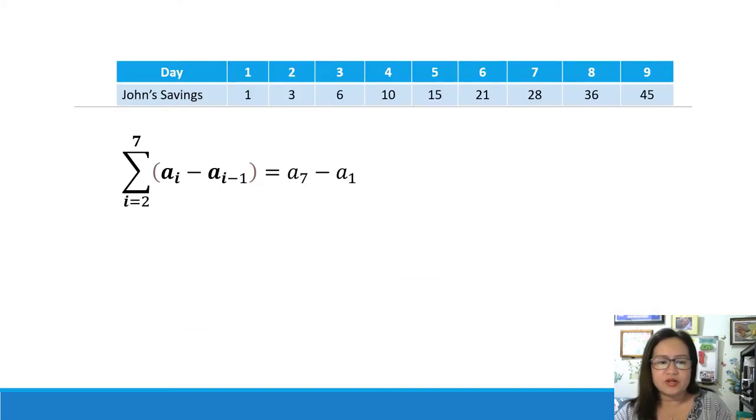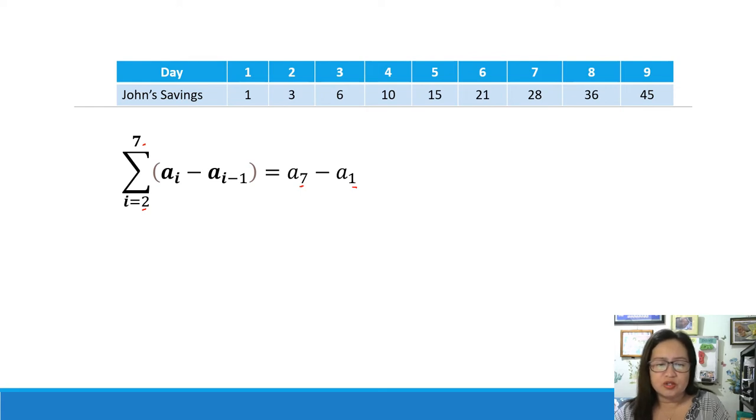Now let's say we are given the summation of a sub I minus a sub I minus 1, where I starts from 2 up to 7. Following the formula which we had a while ago for the telescoping sum, that means we have a sub 7 minus a sub 1. We have the starting index as 2, and 2 minus 1 will give you 1. And your n is 7, so we have a sub 7 minus a sub 1.